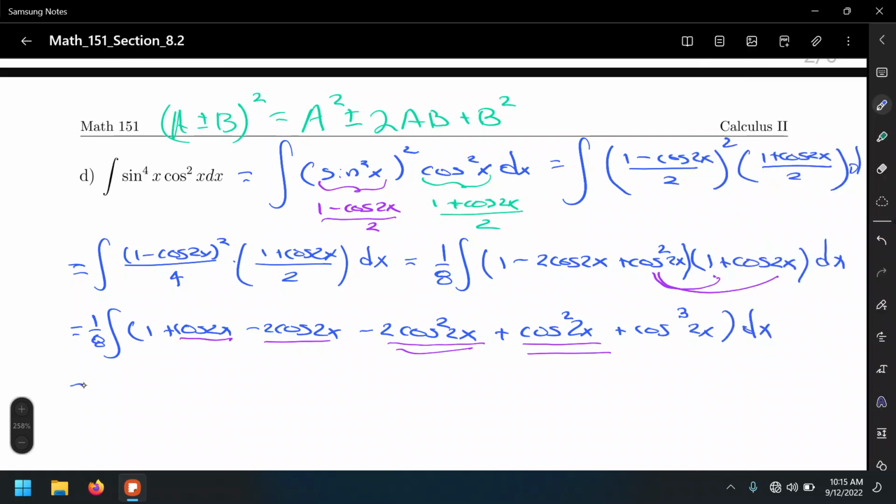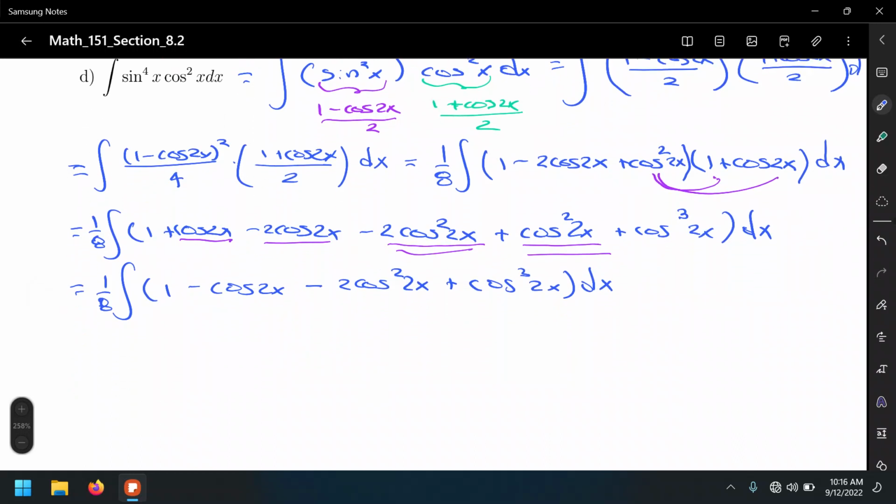So let's see. That's 1/8 the integral of 1, then cosine 2x minus 2 cosine 2x gives us negative cosine 2x, and for cosine squared 2x, negative 2 plus 1 gives a negative cosine squared 2x. And this cubed term, just write it down. Okay. So what do we have so far? Question?